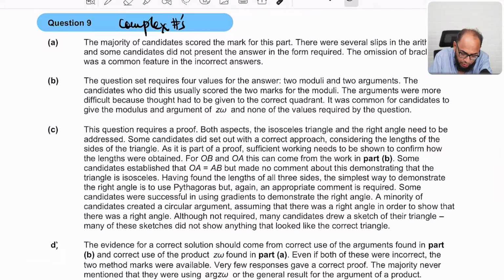It says the majority of candidates scored the mark for this part. That was ZW. There were several slips in the arithmetic and some candidates did not present the answer in the required form. If they are asking the answer in the form A plus BI, we have to give it in this form, the exact form. The omission of brackets. I think it's a worldwide phenomenon, that is omission of brackets.